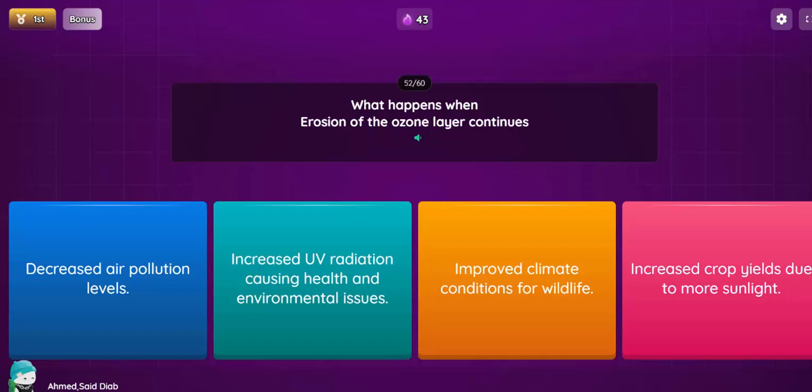Question: what happens when erosion of the ozone layer continues? Option 1: decreased air pollution levels. Option 2: increased UV radiation causing health and environmental issues. Option 3: improved climate conditions for wildlife. Option 4: increased crop yields due to more sunlight.